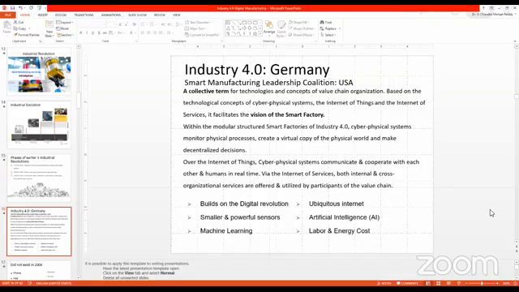Over the Internet of Things, cyber physical systems communicate and cooperate with each other and humans in real time via the Internet of Services. Both internal and cross-organization services are offered and utilized by participants of the value chain. So this builds on the digital revolution, making use of the ubiquitous internet, smaller and more powerful sensors, artificial intelligence, and machine learning, and it really results in saving labor and energy cost.